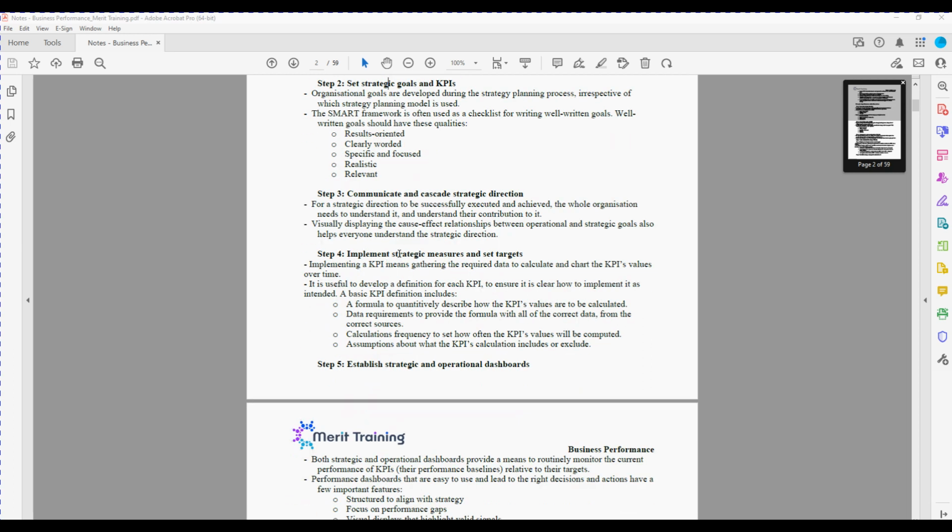Number five is implement strategic measures and set targets. This is all about, now that we know our strategy and our goals, how do we actually measure this at the detailed level for all of our organizational levers? That means implementing KPIs, which are essentially numerical measures of achieving certain targets. For example, conversion of customers, number of emails sent out to customers, number of qualified leads, number of sales converted, right?